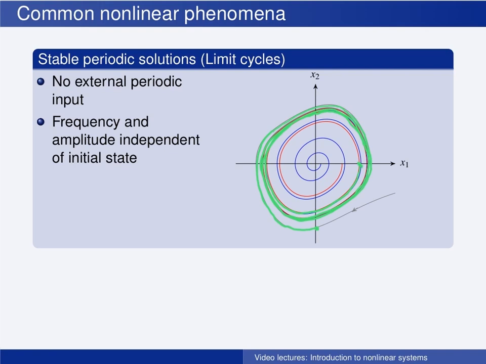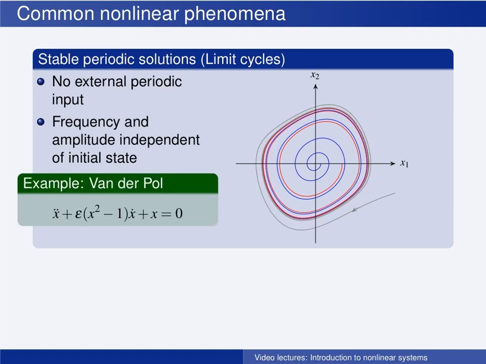You can confer with your textbooks on electric circuits and see how they tell you to design an oscillator. One well-known example of such an oscillator is described by the Van der Pol oscillator, which was proposed by the Dutch electrical engineer and physicist Balthasar van der Pol while he was working for Philips. This oscillator can be described by the Van der Pol equation, which we can see here.